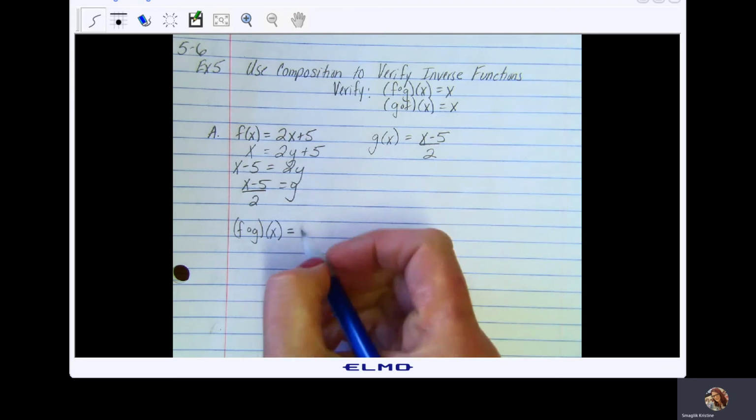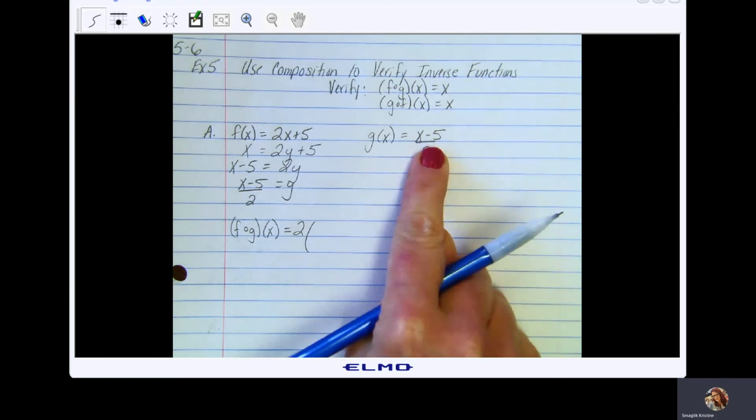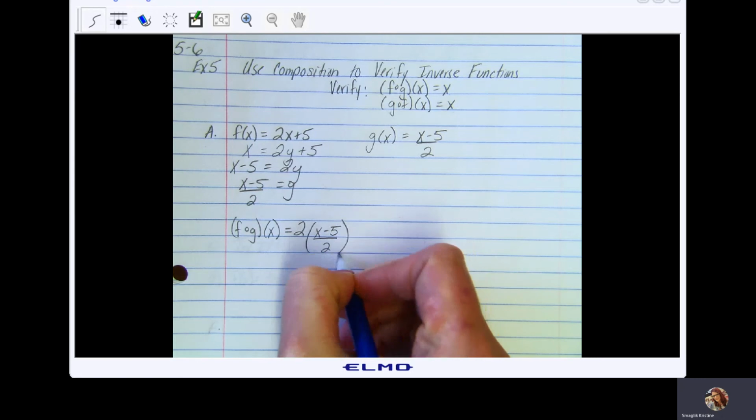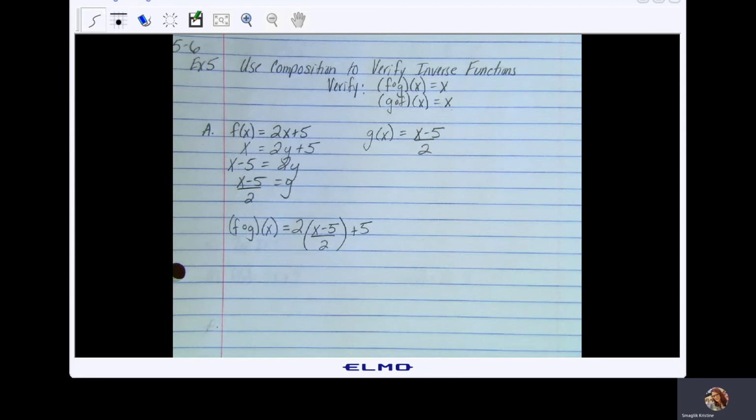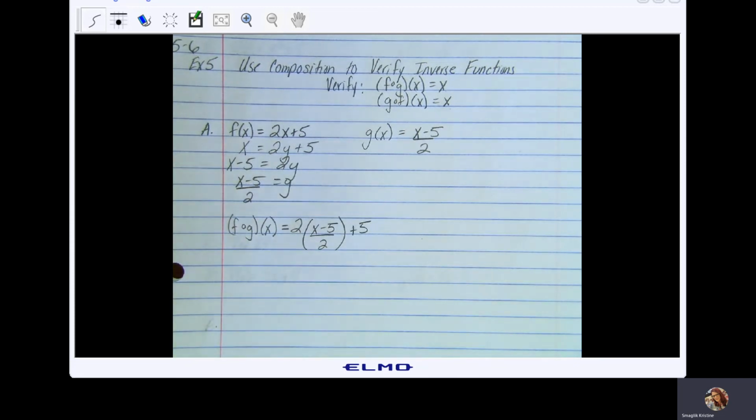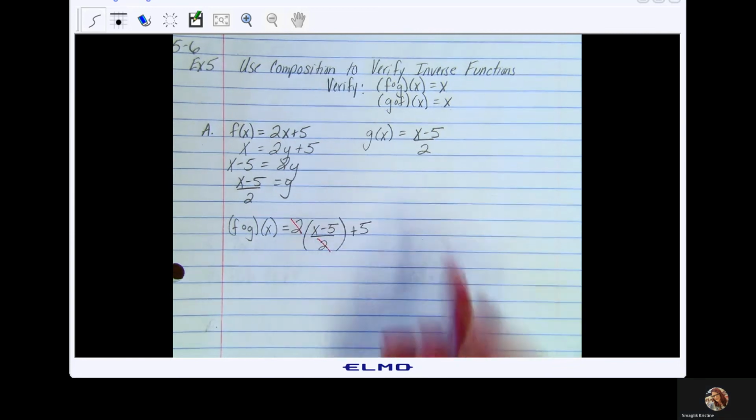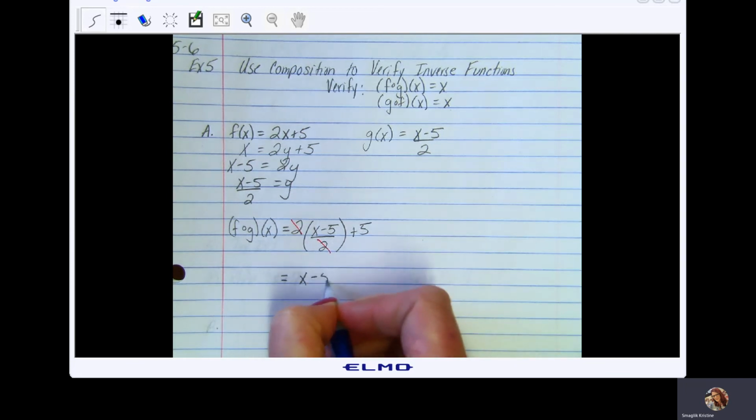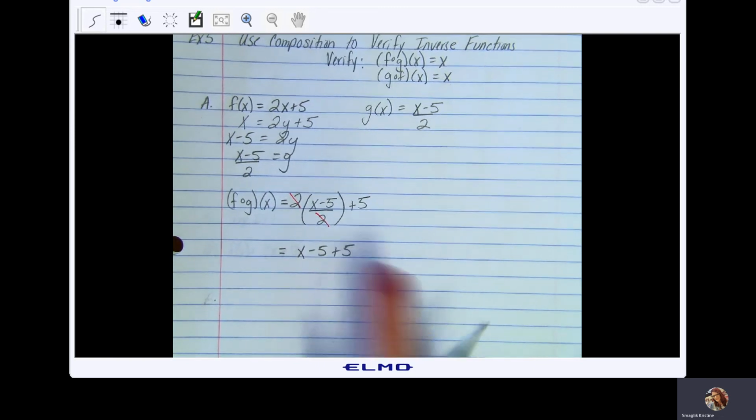So my f is 2. Now where I see this x, I'm going to put in g of x. X minus 5 all over 2. And then I have plus 5. And now let's simplify. I can cross reduce right here. This is going to become 2 over 2. I am left with x minus 5 plus 5. And again, if I simplify this, negative 5 plus 5 is 0. I am left with x.